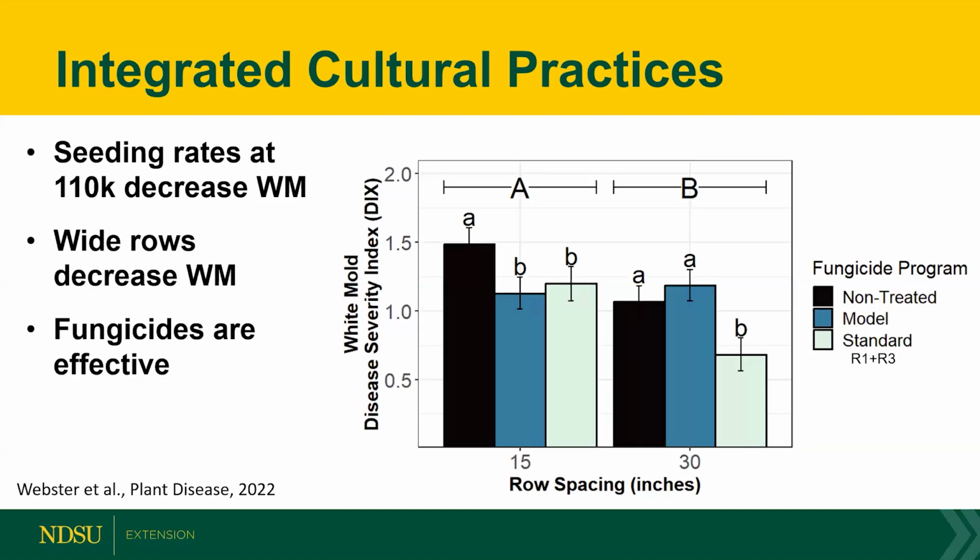The next thing is looking at the combination here between the two row spacings on the bottom, the 15 and then 30 inches. And then within each of those are the two fungicide programs and the non-treated. Now, the non-treated is this black bar, with our predictive model in this dark blue, and then our light blue is our standard, which is an R1, R3 two-pass approach fungicide.